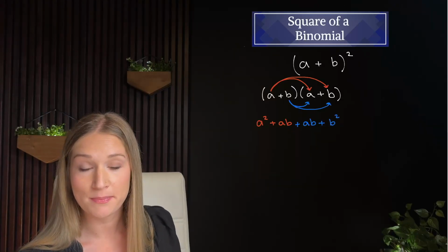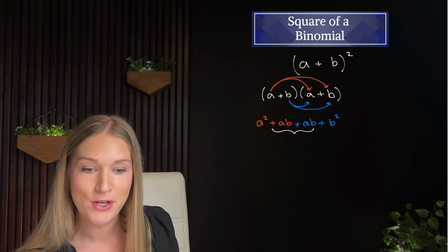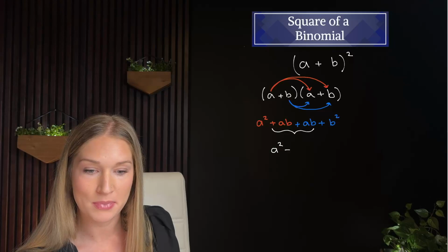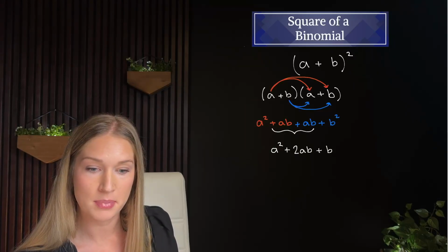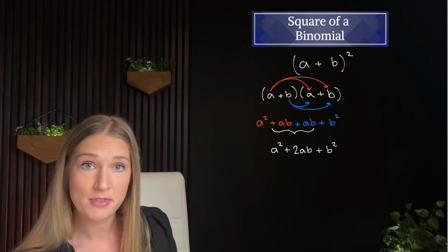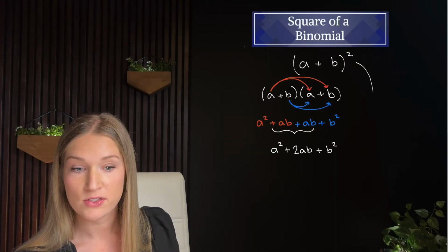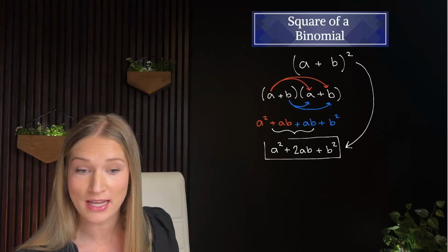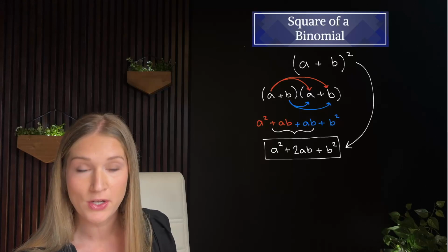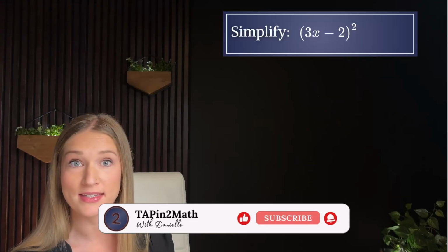What I can do to simplify this is notice that I have two of the same term in the middle. So I've got a squared plus 2 times ab plus b squared. So when you're simplifying the square of a binomial, you could notice that that square ends up following this pattern, and you don't necessarily have to multiply everything out or FOIL it every time. So let me show you what it would look like in this example.